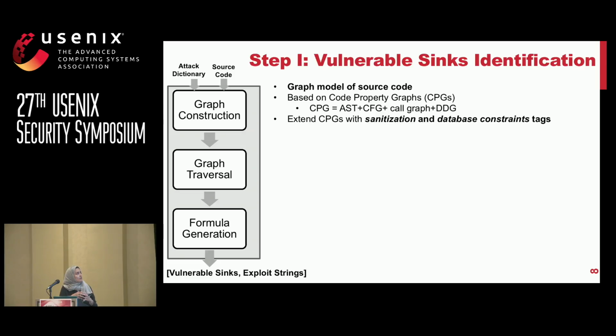We use this model to find vulnerabilities. And since our ultimate goal is not only to find vulnerabilities but to generate exploits, we've extended code property graph with two tags, sanitization and database constraint tags. Those tags are basically attributes that we use to prioritize or to filter out a large number of potentially unexploitable paths.